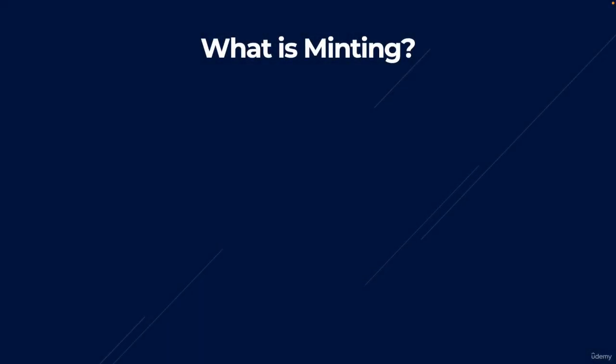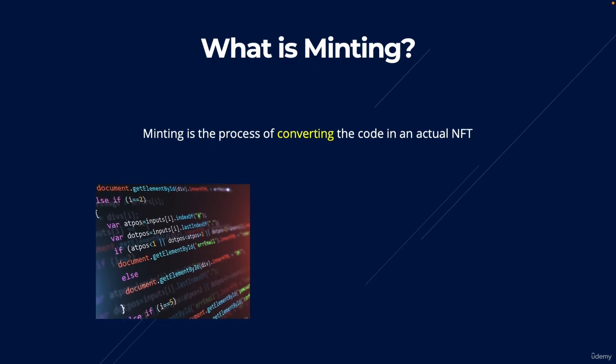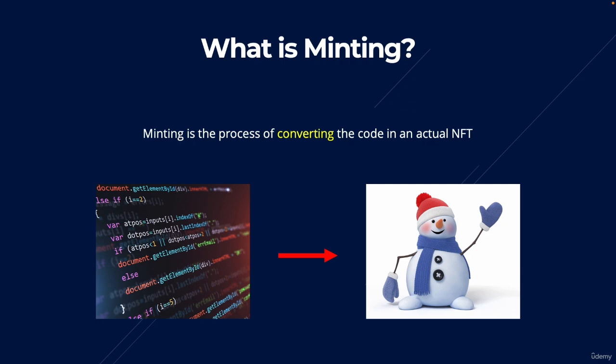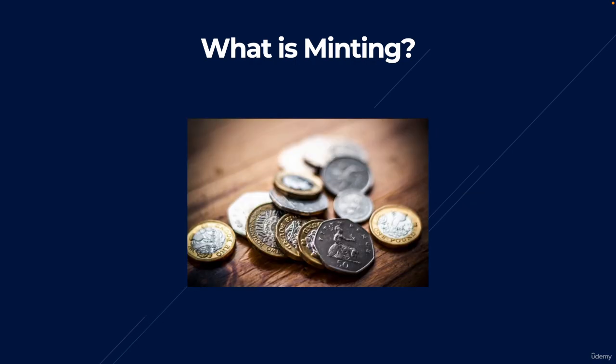In this video, I want to explain what minting is. Let's get straight into it. Minting is the process of converting the code into an actual NFT. The process of converting a digital file into a token on the blockchain. Before your NFT is actually added onto the blockchain, all it is literally a bunch of code. And the process that converts that code into an NFT, such as a snowman in this example, that process is called minting.